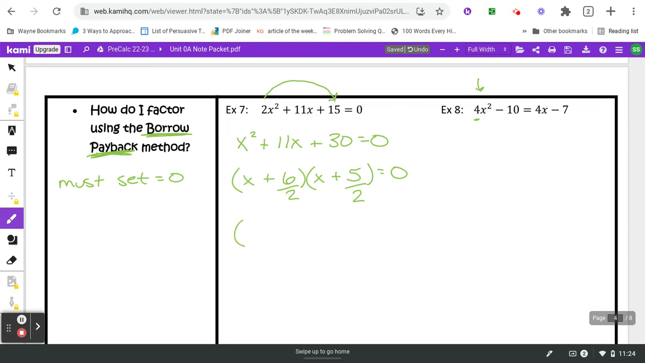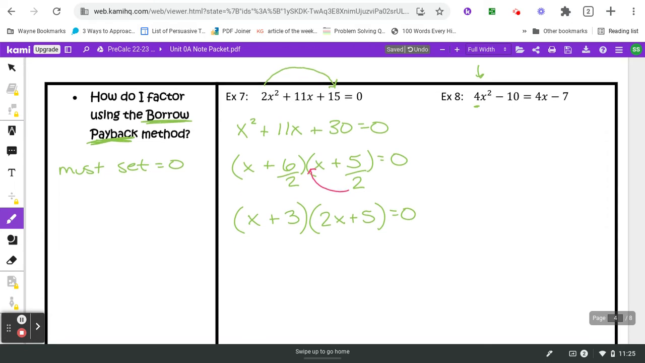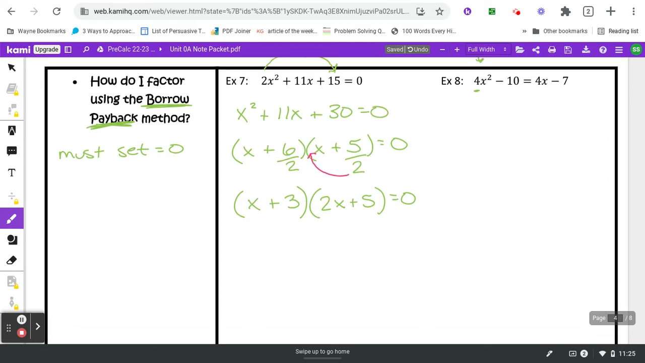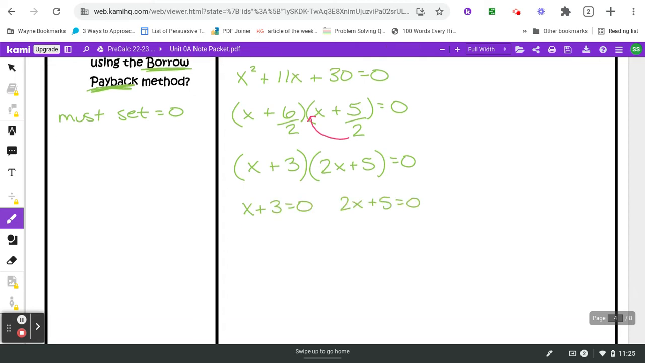If the number divides out, 6 divided by 2, into a whole number, 3, we're just going to go ahead and divide that. If it doesn't divide into a whole number, in other words, 5 divided by 2 would get us a decimal, we actually want to take the 2 and bring it right out in front of that x. So it's going to become 2x plus 5. So that's successfully borrowing and paying back. Then we would have to solve it just like we did before. Set them equal to 0 and solve the equations.